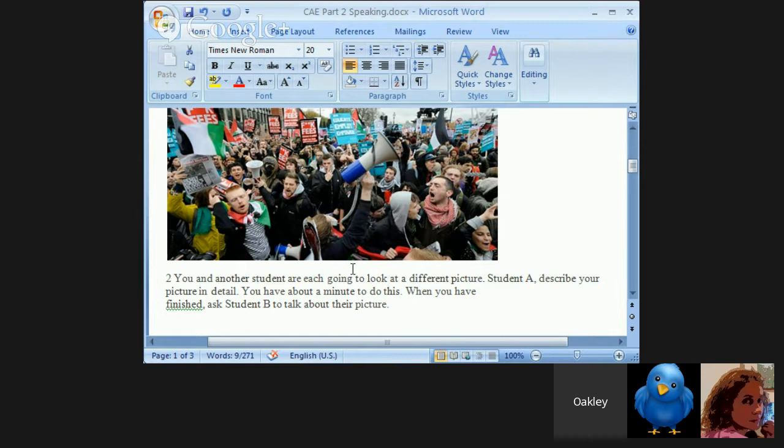Okay, now we're going to do something. Now we're going to try to do a little interaction here. We're going to do some more picture description, and you guys are going to talk about the differences between two pictures.